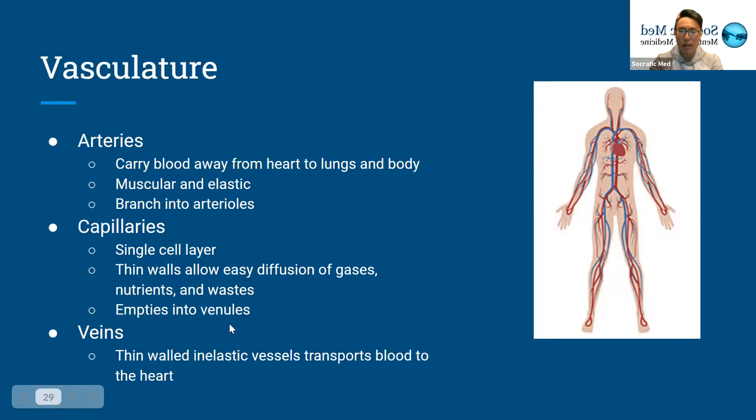The veins are thin-walled, inelastic vessels that transport the blood back to the heart. So arteries and arterioles send the blood away from the heart, while the veins and venules send the blood back to the heart. In order for the veins to send the blood back to the heart, it has to go against gravity, right? All the veins in your feet and legs have to go against gravity, and that's accomplished by skeletal muscles. When you move around, the muscles contract and push the blood from the veins up towards your body. That's why they recommend moving around and not sitting still for long periods of time, because the blood will collect in your veins if it's unable to go back to the heart. Okay, any questions on any of the blood vessels?